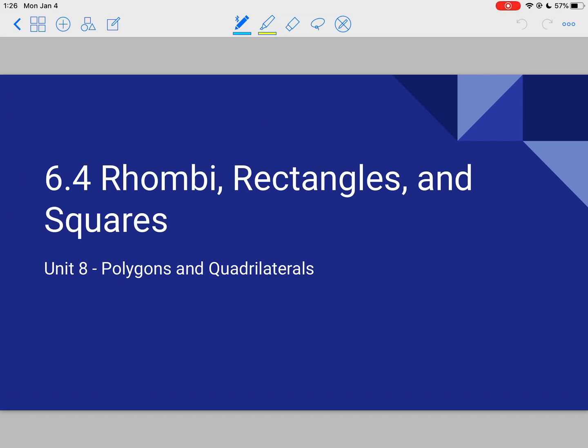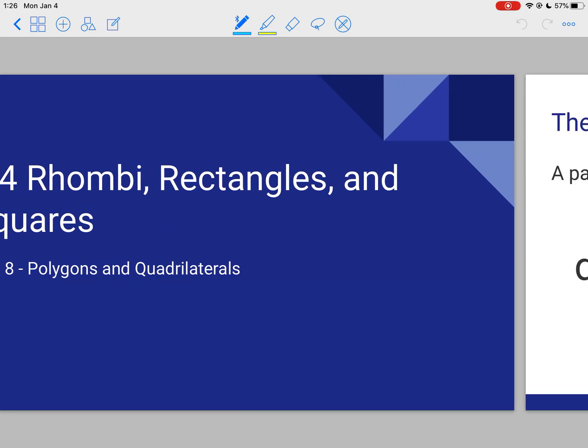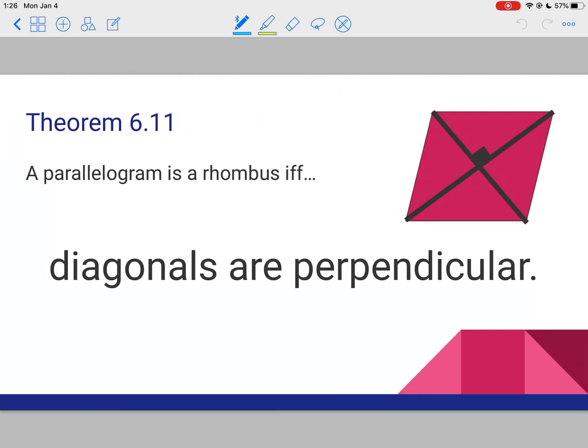In this lesson, we're going to look at rhombuses, rectangles, and squares, which are special parallelograms. All of these have the same qualities as parallelograms, but they also have some other special qualities. So we're going to go through the theorems that have to do with these particular quadrilaterals.